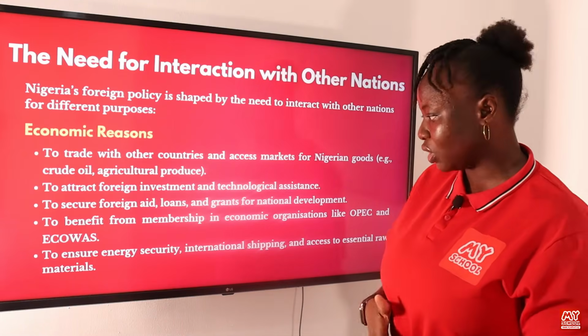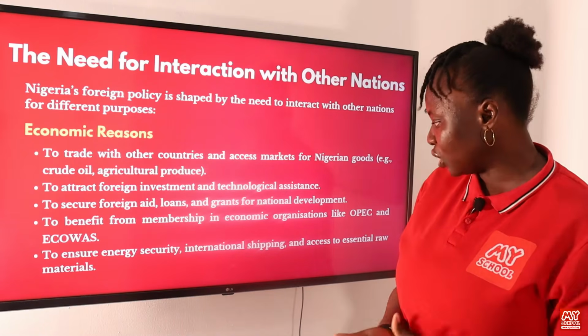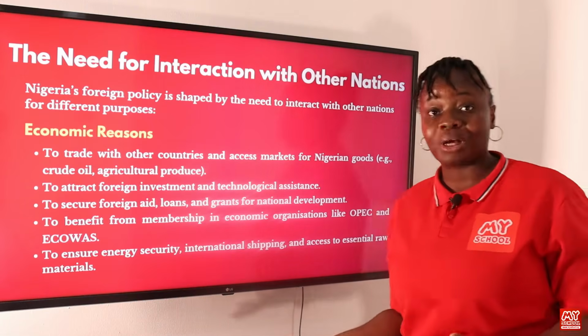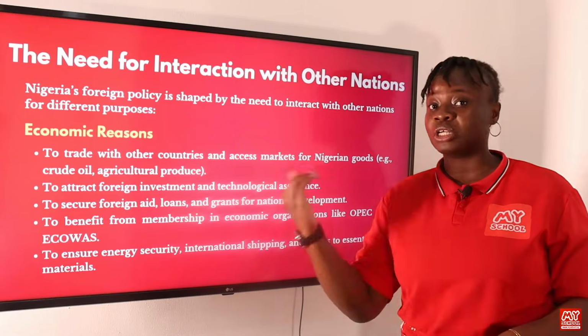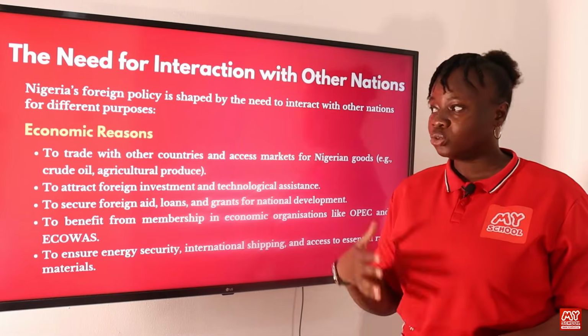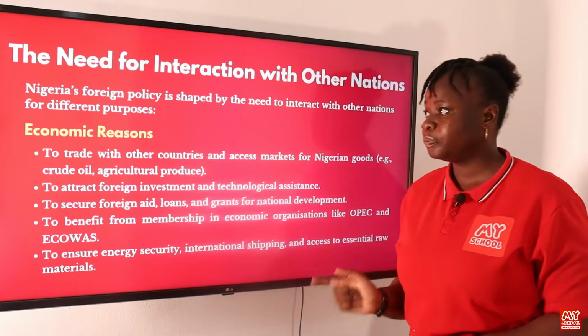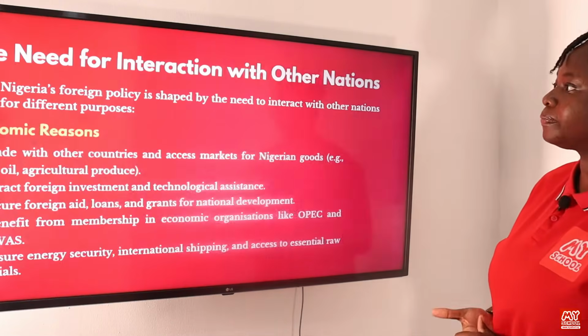It also helps to ensure energy security, international shipping, and access to essential raw materials. There are some raw materials we do not have in the country, so we have to import it from other countries. So this is one of the reasons why we relate to other nations of the world. Let's move on to the next slide.